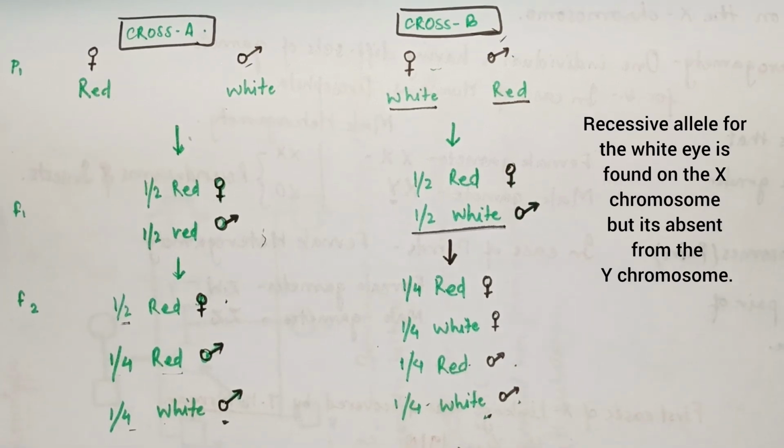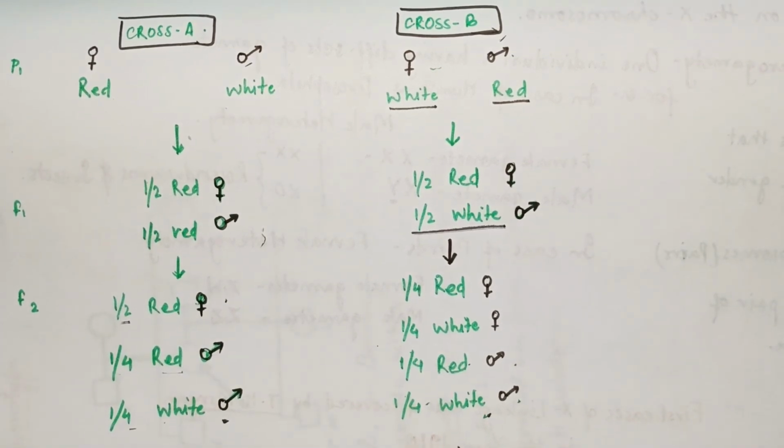Now, if you see the structure of the X and Y chromosome clearly, the X chromosome is a little bit bigger and the Y chromosome is a little bit smaller. Since the Y chromosome lacks homology with almost all the genes of the X chromosome, these alleles present on the X chromosome of the males will be directly expressed in the phenotype.